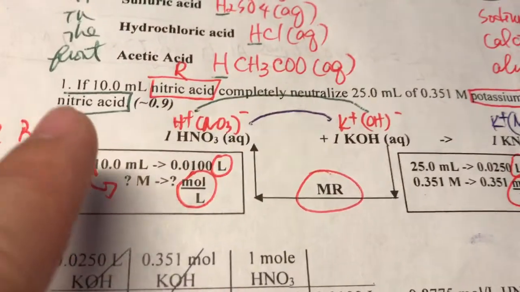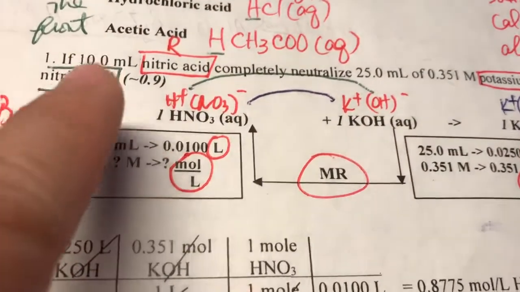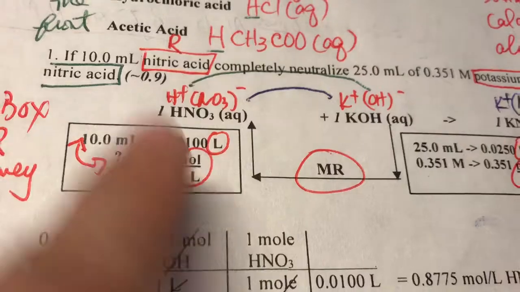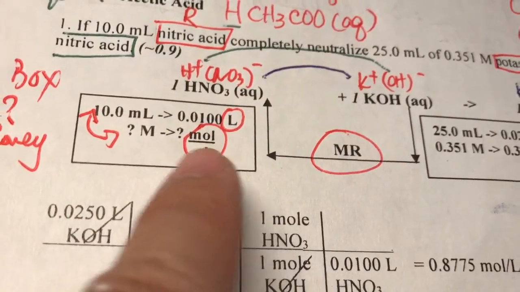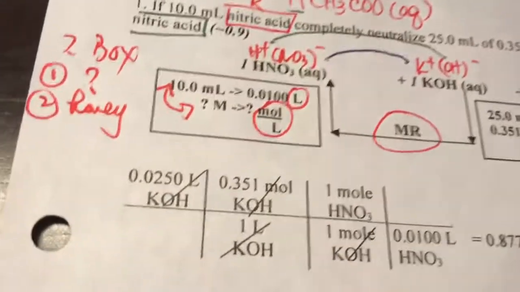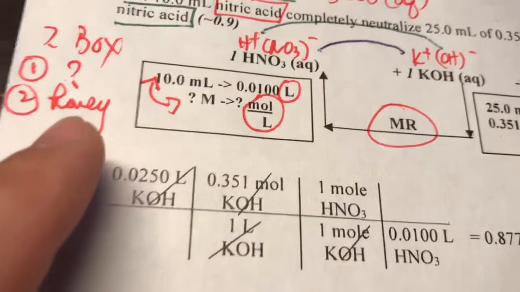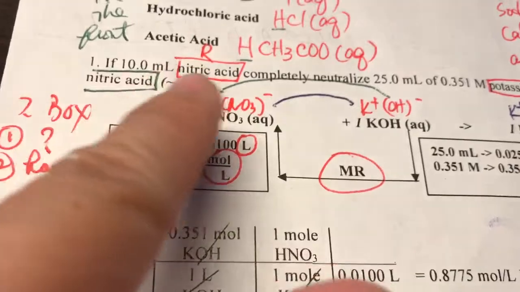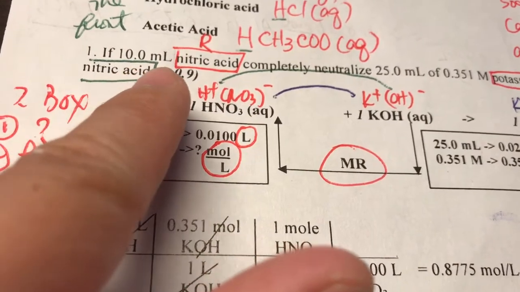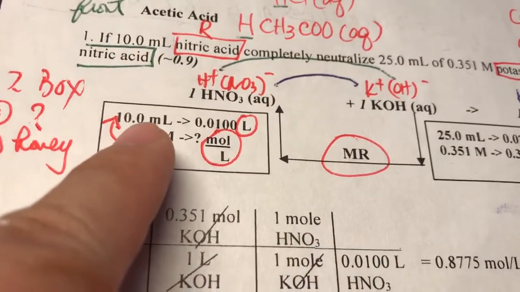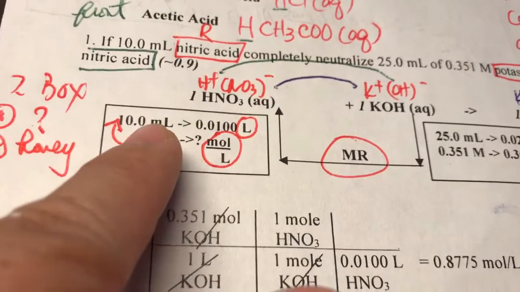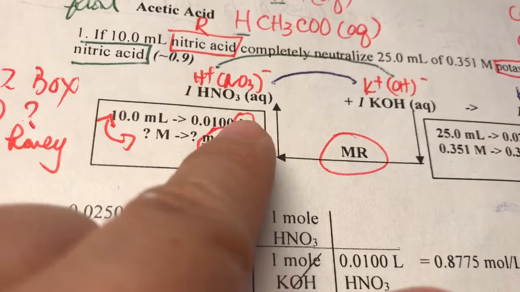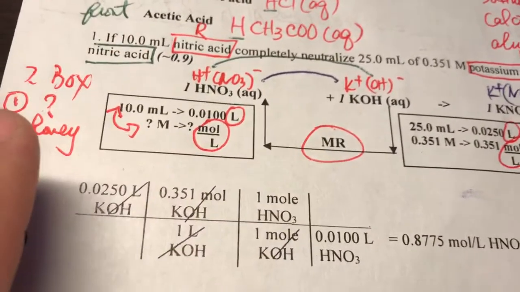Here, I'm looking for the molarity of nitric acid, so I have to put the question mark molarity on the top. But the molarity, I need to change that to mole over L. And what goes on the bottom of the question mark is whatever is left over. For nitric acid, I was given 10.0 mL. So I have to put 10.0 mL on the bottom of the question mark, but I can't put mL in the Superman. I have to change it to liters. All right, that's just the question mark box.